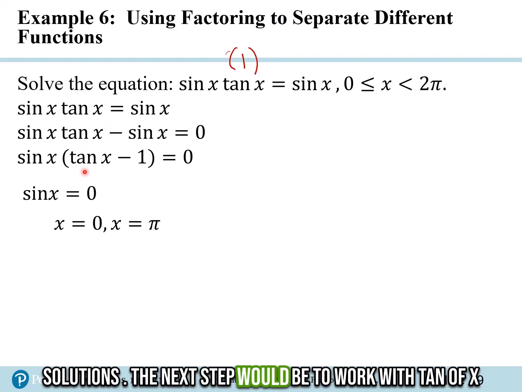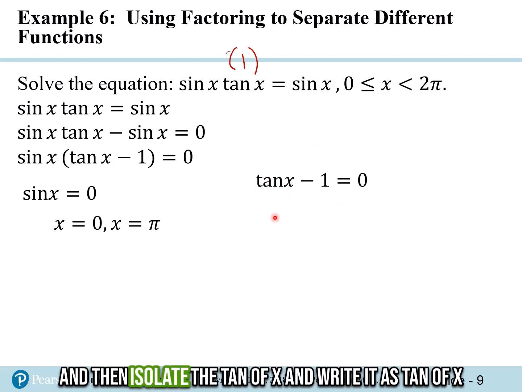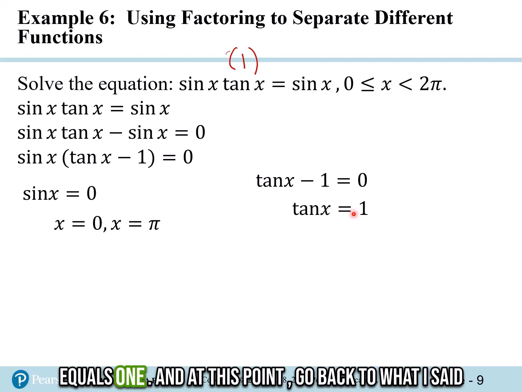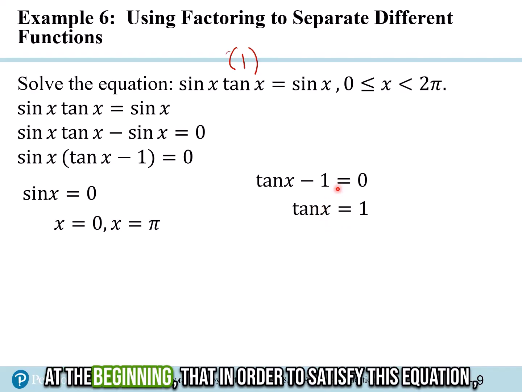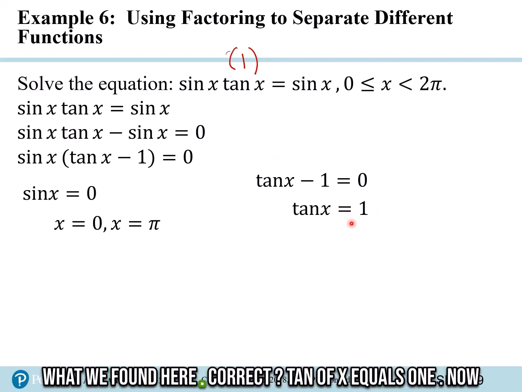The next step would be to work with tan of x minus 1. We'll equate tan of x minus 1 to 0 and then isolate the tan of x and write it as tan of x equals 1. And at this point, go back to what I said at the beginning, that in order to satisfy this equation, the tan of x ratio better be a 1. So that agrees with what we found here, correct? Tan of x equals 1.